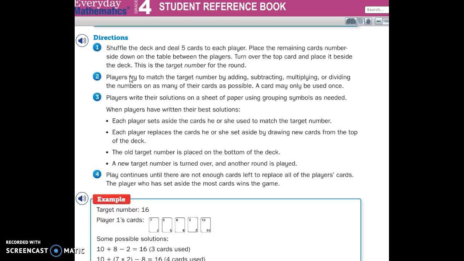Alright? So the goal here is to try to match that target number using the 5 cards that you have. You can add, subtract, multiply, or divide.